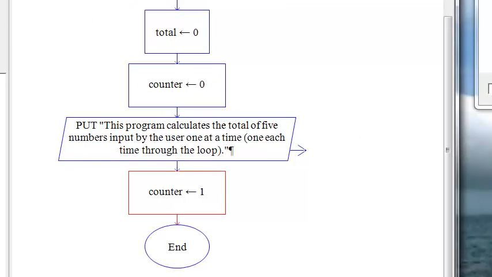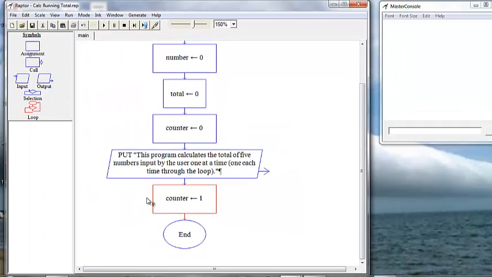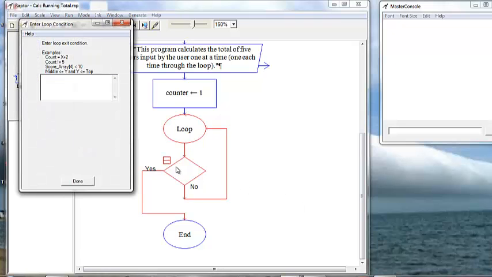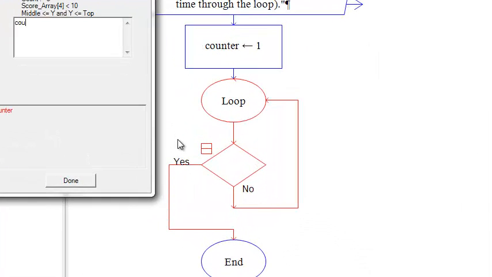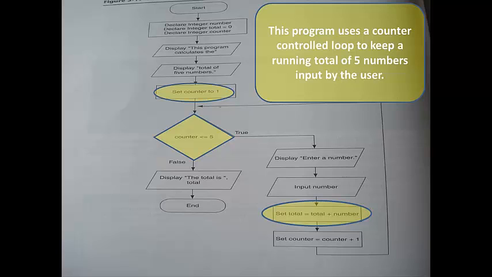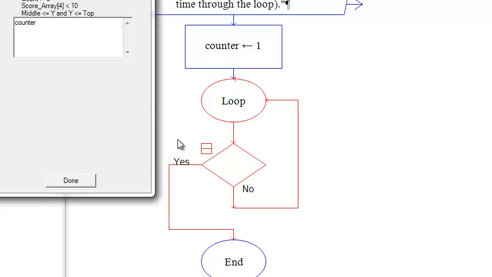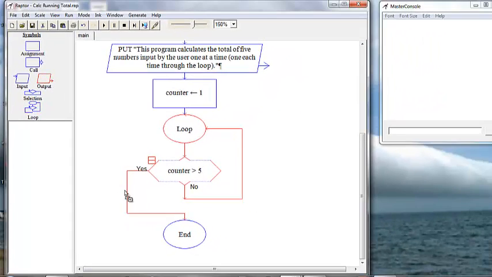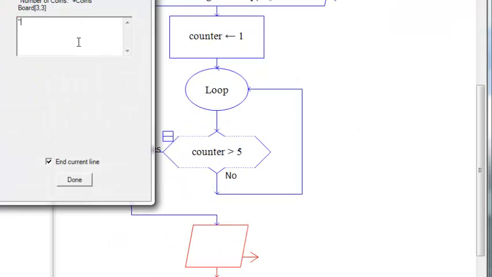And now here comes our loop. Our exit condition is if our counter is greater than 5, then we want to display that the total is. And don't forget to concatenate the variable total.